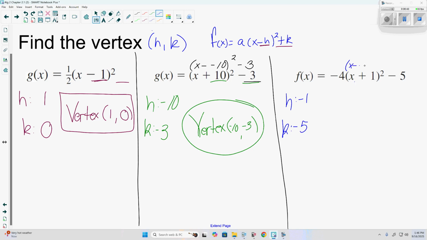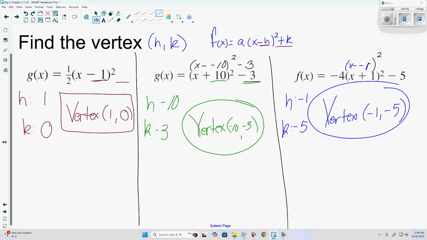Because h would indeed be negative 1. Even though it does give us x plus 1 inside the parentheses, we understand that h has to be negative, so negative 1. K is nice because it's minus 5, so k is negative 5. So our vertex is the point negative 1, negative 5. Questions on this here?